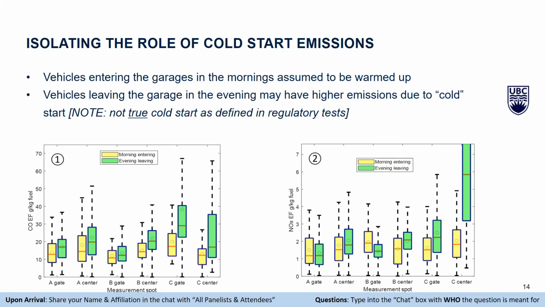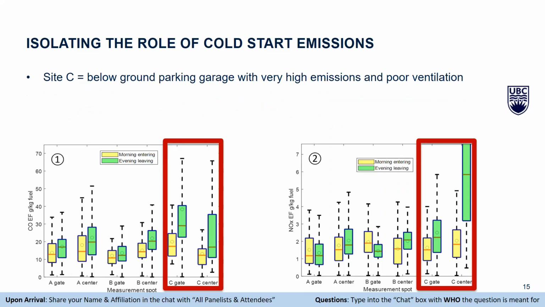There are a couple of interesting observations about this. One is Site C. This was our Rose Garden parking garage. It was below ground and had extremely high emissions and very poor ventilation, to the point we couldn't actually consider Site C in the center because there was so much accumulation of pollution that there wasn't actually good dilution of it. So we couldn't isolate plumes very well.